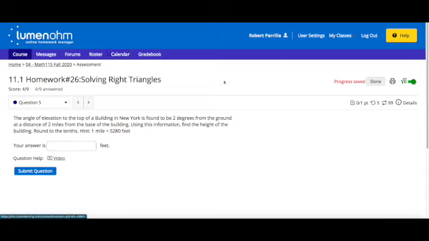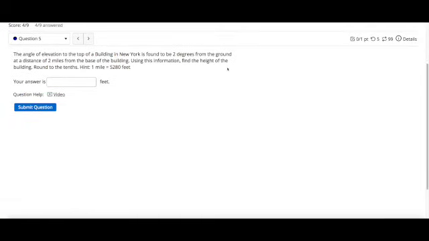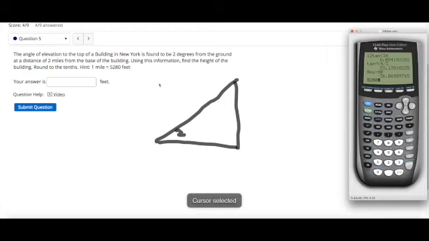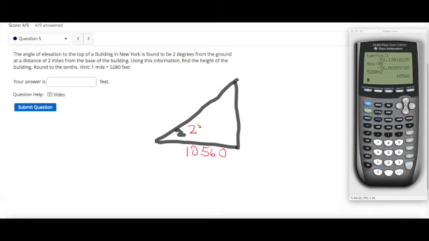Next question. Angle of elevation problem. So I need to draw my picture. The angle of elevation to the top of a building is 2 degrees from the ground, from the base of the building, 2 miles. 5280 times 2, let me not take any chances. So my base is 10,560. Let me make it the actual size now. 10,560. This is 2 degrees.